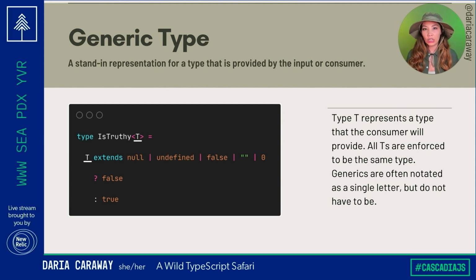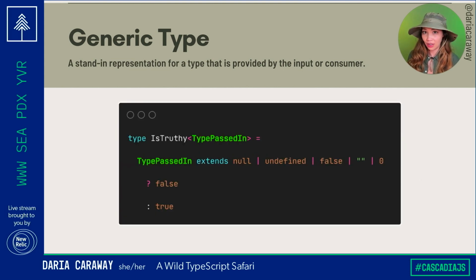Something that I think is important to know is that generics are often notated with a single letter. You might see some T's, that's probably the most common one, but also like K and V, maybe U, but they don't have to be a single letter. So I'm just going to fill in our generic here with a type that I think makes more sense right now. I'm just going to call it type passed in because that's what it is. Our type is truthy, takes a type that is going to be passed in.